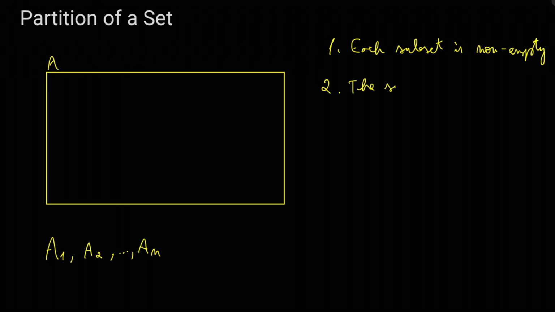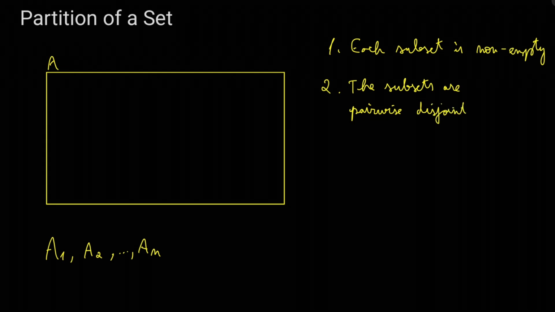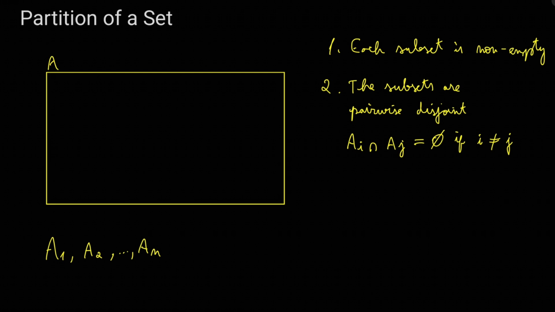Rule number two, the subsets are pairwise disjoint. What does that mean? It means that no two subsets share any elements. Ai intersection Aj equals the empty set if i is different than j. So for any i different than j, for example, A1 and A2, A1 and A3, A5 and A7, whatever, their intersection must be empty, so they don't share any elements.